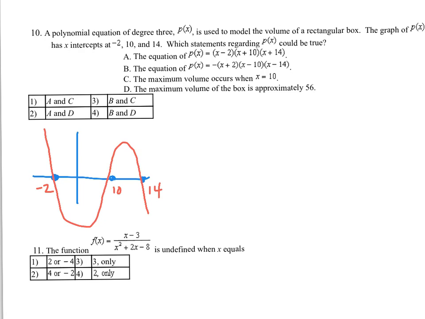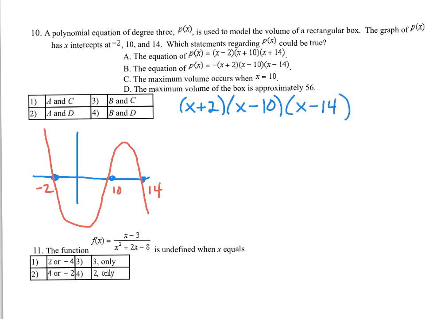All right, so now if I know that my zeros are -2, 10, and 14, remember then if I want to find the factors, I have to just switch the signs, right? So let's switch those signs, and I would get x plus 2. Then I would get x minus 10, right? And I would get x minus 14.